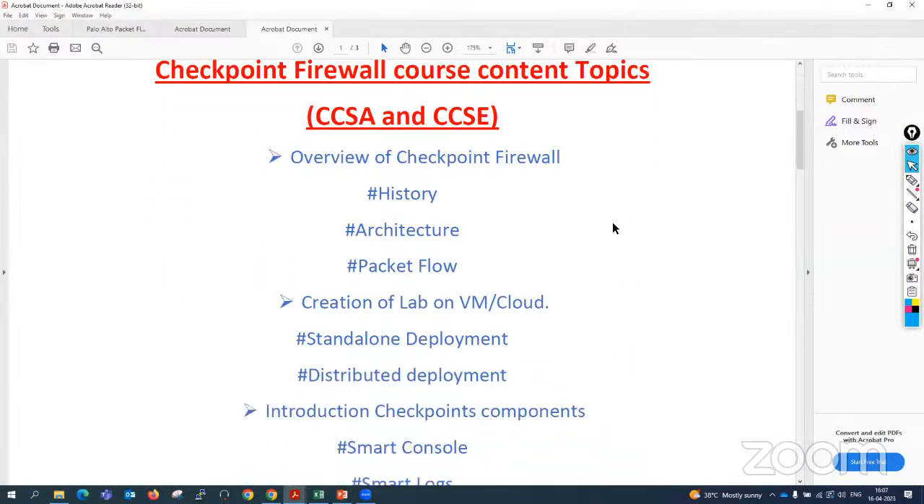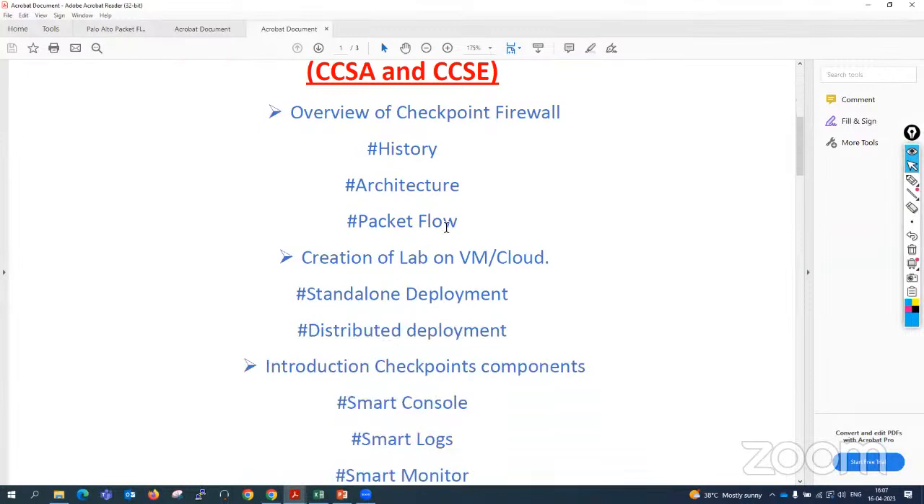So this is the syllabus of Checkpoint which we will be covering in this CCSA and CCSE course. My approach in this course will be to consider you all at the 0th level and drag you from 0 to the 100th level. My approach will be completing the theory part first, followed by the practical part, followed by interview questions.